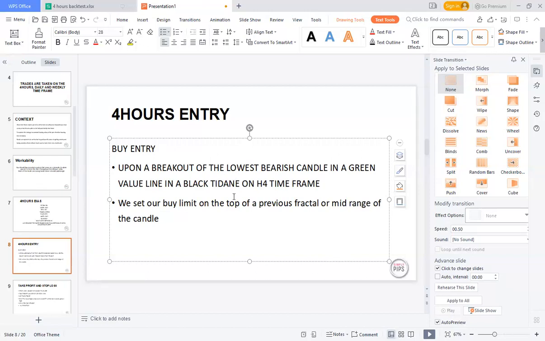Mid-range of the lowest bearish candle. So what I advise is that, to me, I use fractal to fractal most of the times if it's available, or I use the range of the candle depending on that bearish candle. But when you do your back test, you can see how often price goes back to the bearish candle. Then you can say, should I use the full bearish candle or the middle of the bearish candle?